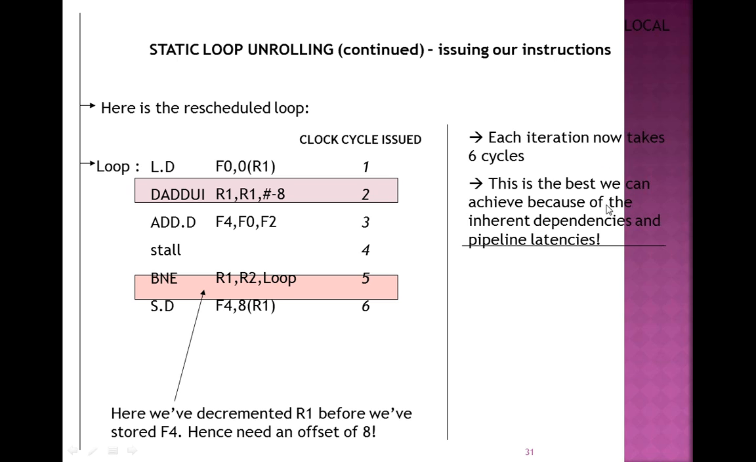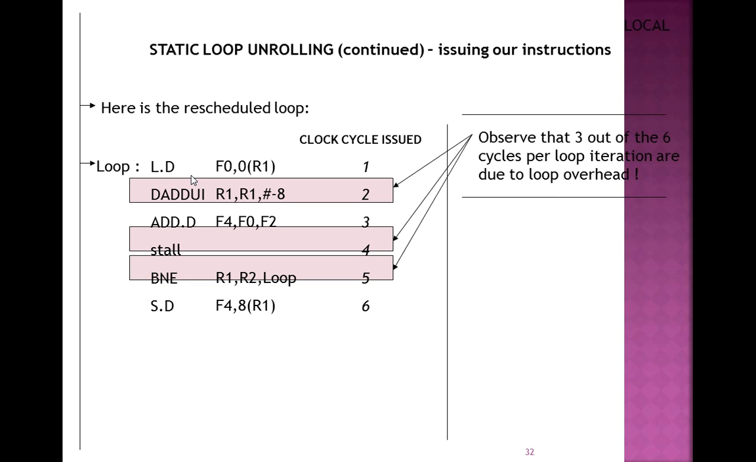This is the best we can achieve because of the inherent dependency and pipeline dependency. In the loop, LD uses the register and takes only one clock cycle, that is 1. Then the next operation, ADD, is performed at the second cycle. Then there is the store, then the BNE operation, where we can increment or decrement the values. Then there is an SD operation where we can offset the values of the SD.